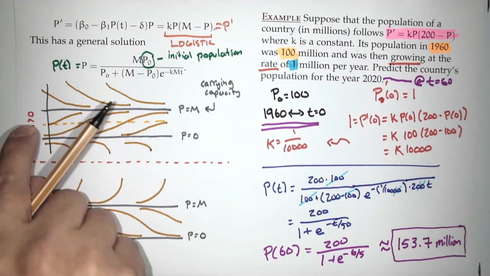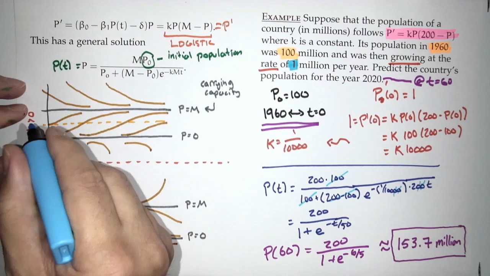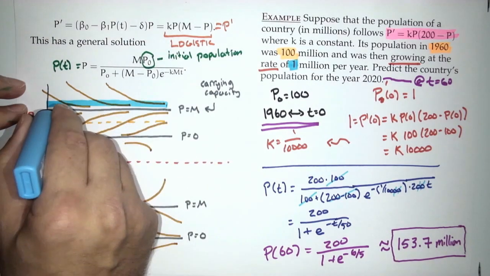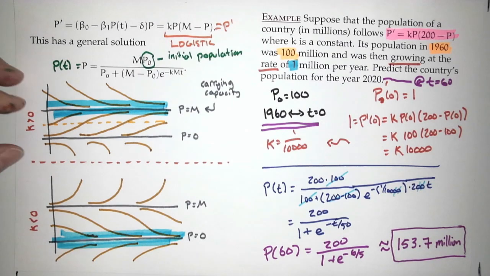Now that's assuming k is positive. If k is negative, that flips the sign around, and so our population would be going up. And so it would be doing something more like that. Now when we look at these diagrams, we sort of see kind of two interesting phenomena happening, and I'll mark them. So when k is positive, and we look near p equals m, or when k is negative, and we look near p equals 0, we say, hey, what's happening?